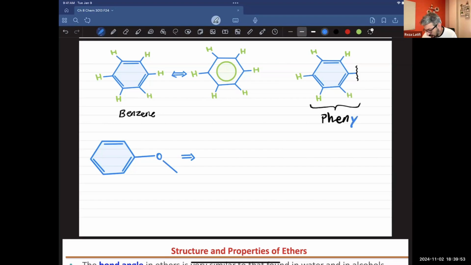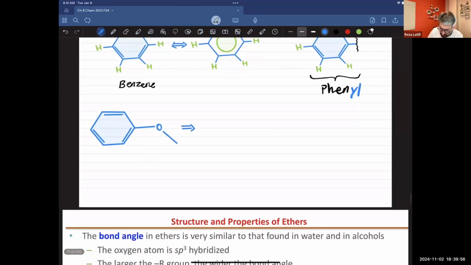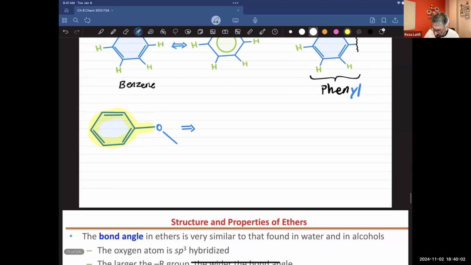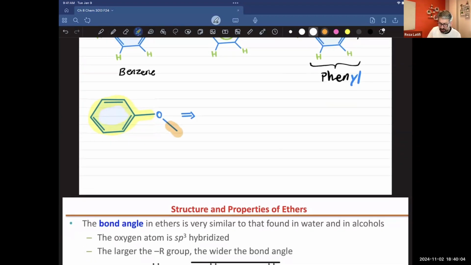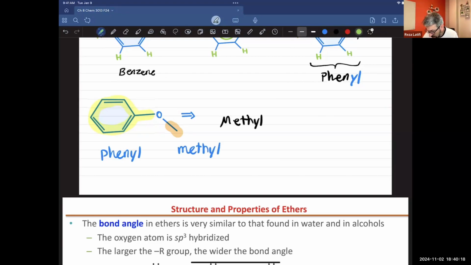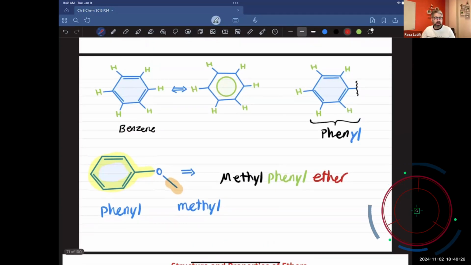So now in this case, I have a group that's attached to oxygen. Also, I do have a methyl there. How do I name this compound? I have phenyl versus methyl. Priority goes to methyl, so we will say methyl phenyl ether. And that's going to be the correct name for it. And this is going to be the end of this lecture, and thank you very much.